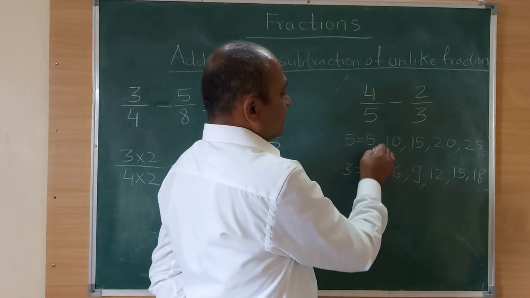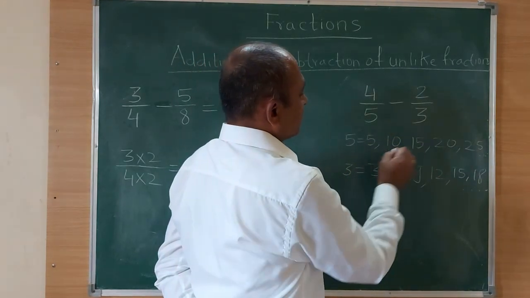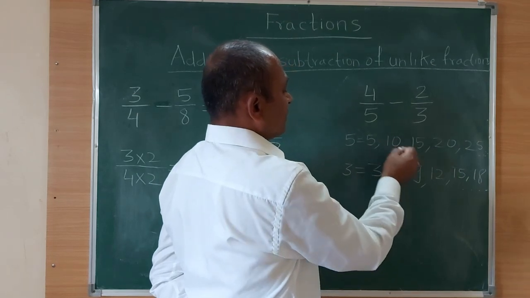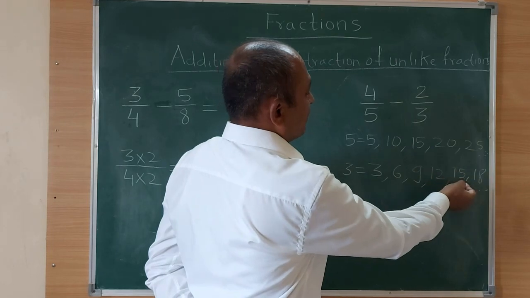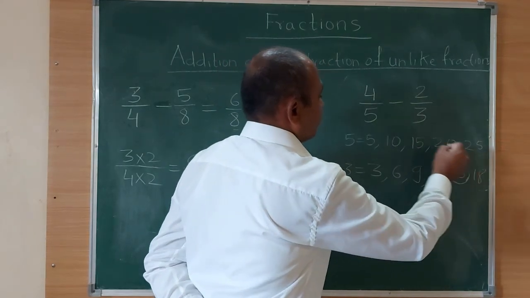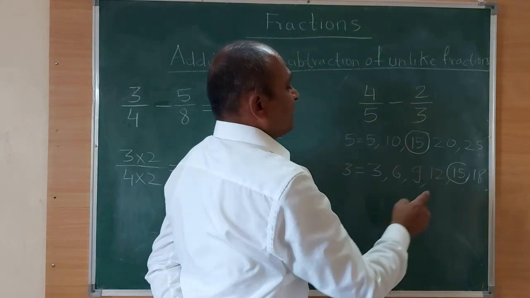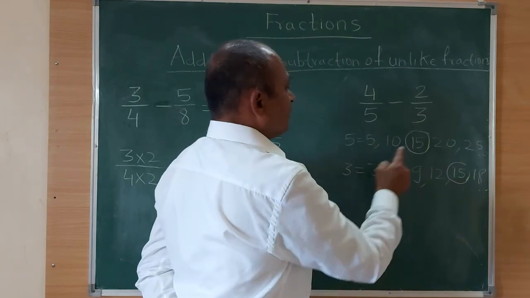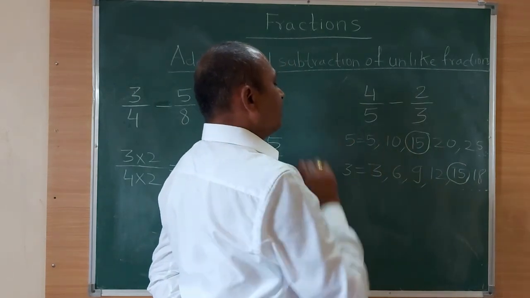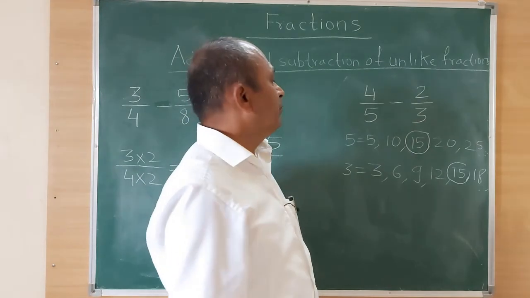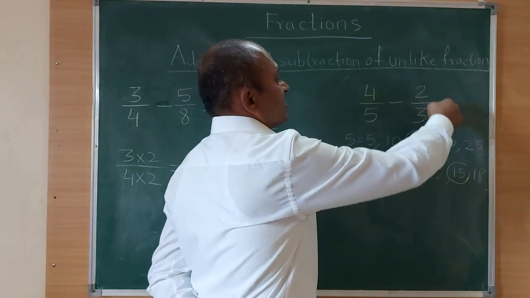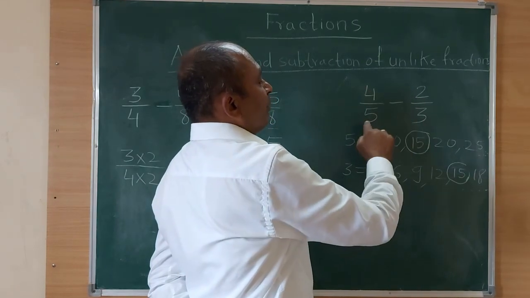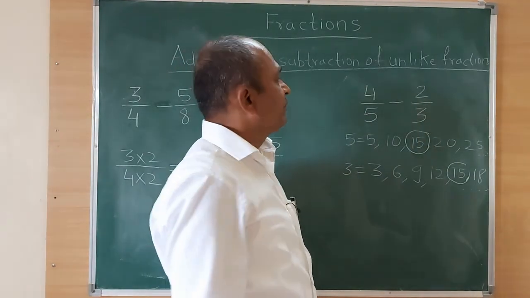So is 3 seen in the multiples of 5? No. 6? No. 9? No. 12? No. 15? Yes. 15 is a multiple of 3 also, and 15 is a multiple of 5 also. So we will convert both the fractions so that their denominators will be 15.